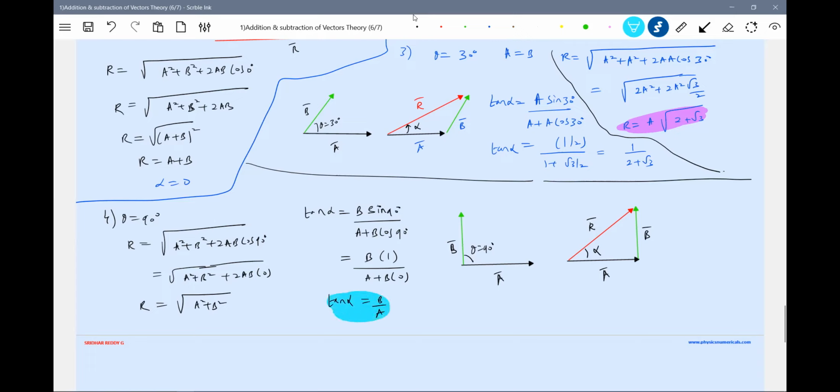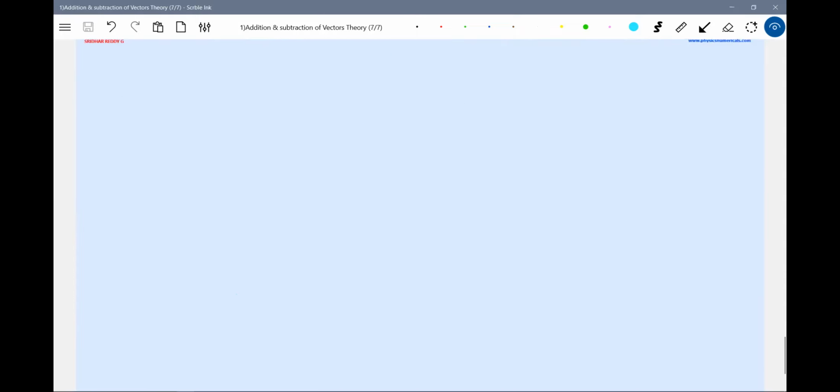Please do notice, if two vectors are perpendicular, then what is the resultant? Root of A square plus B square. Then what is the angle? Tan alpha is B by A. This will be very fundamental, which we'll be using in most of the numericals. So this is the advantage of the parallelogram law of vector addition. And then the question comes, what about the subtraction? Because our heading says that subtraction is also there. So can we subtract? Are there any formulas? So let's analyze subtraction of vectors.